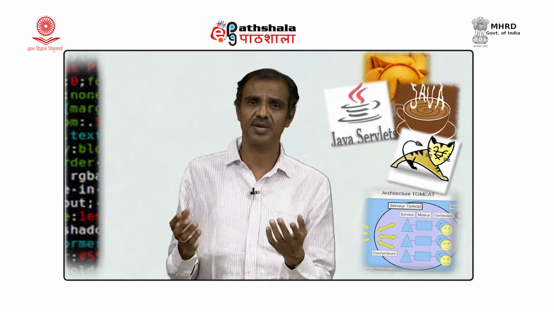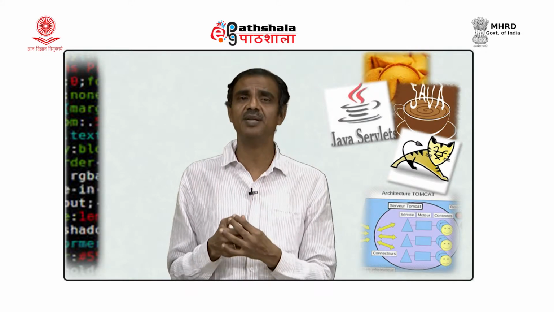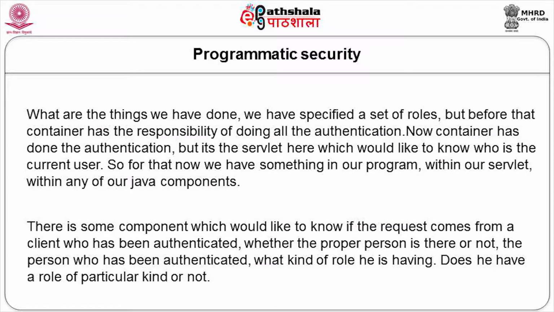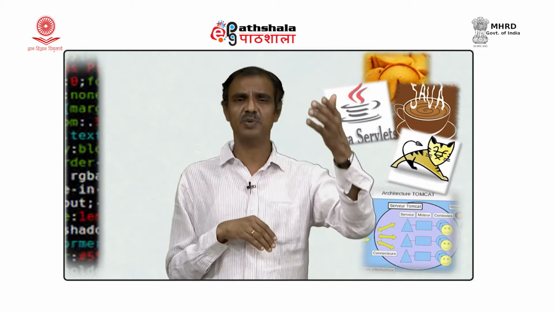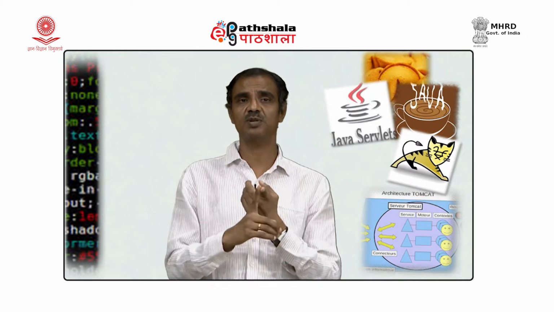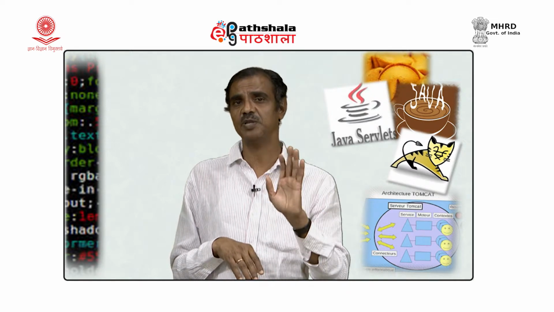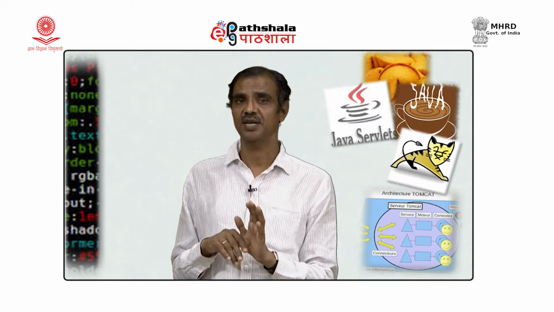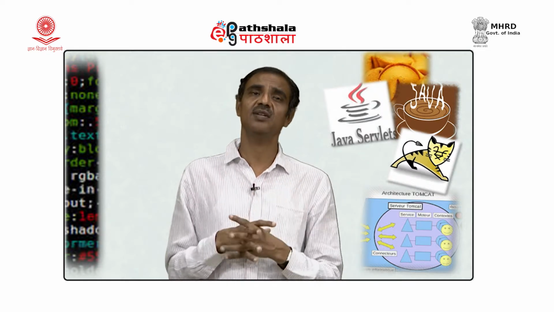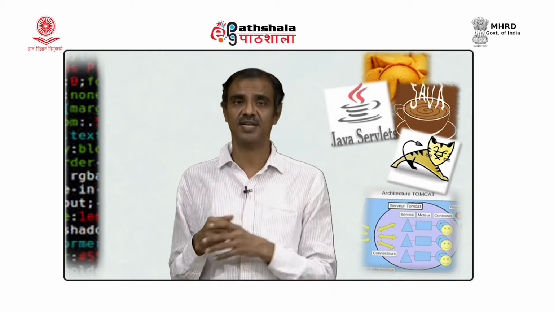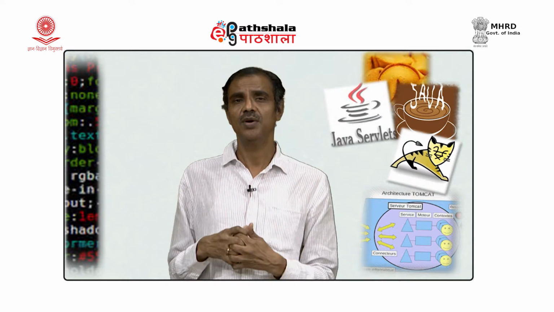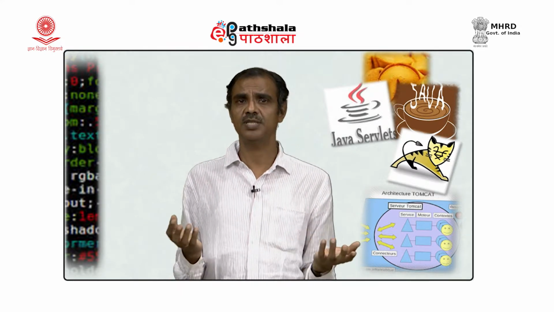We have a declarative way of specifying our security, specifying the roles which are available. So what are the things we have done? We have been able to specify a set of roles, but before that the container has the responsibility of doing all the authentication. Now the container has done the authentication, but there is some servlet here which would like to know who the current user is.